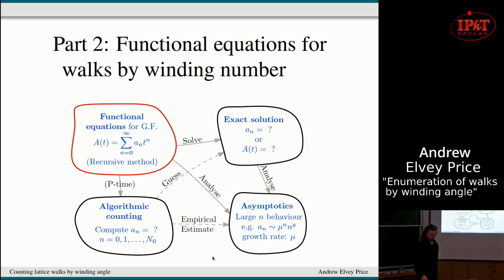Okay, so on to the next part, where I'll talk about how we derive functional equations for this model.